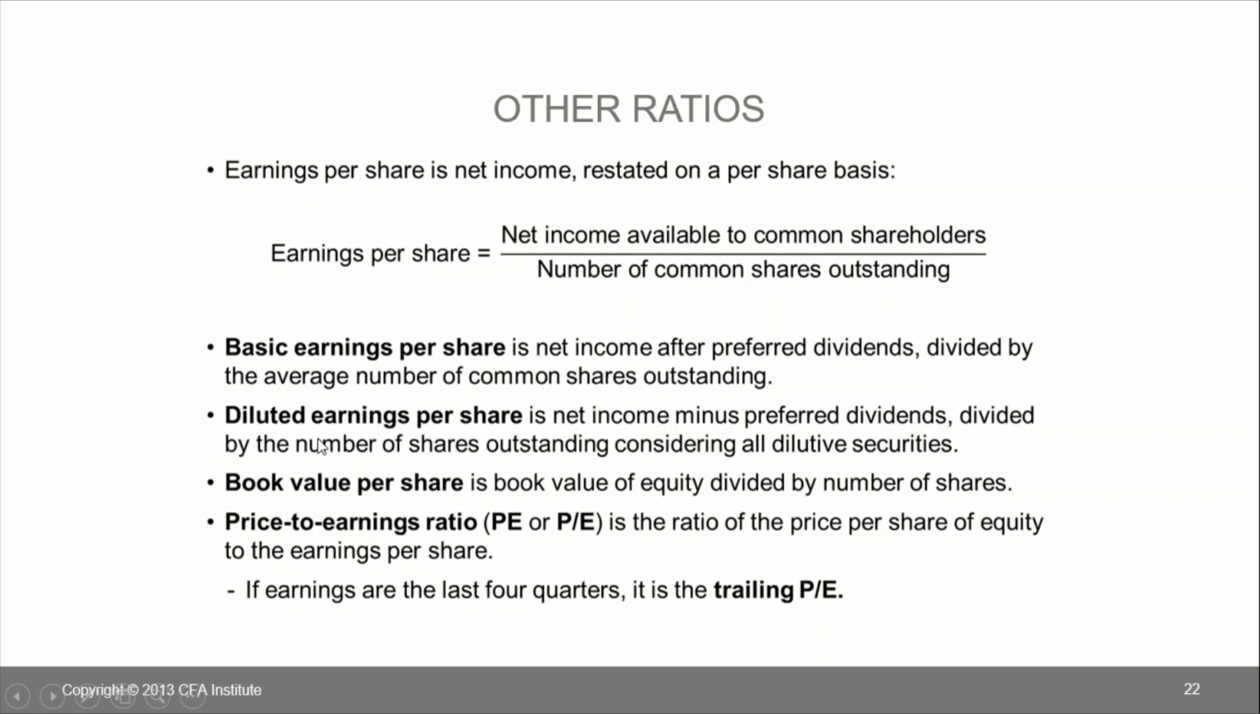There is no difference in the numerator, because the net income available to common shareholders is simply your net income minus your preferred dividends. Okay? So it's the same here: net income less your preferred dividends, divided by the number of shares outstanding, considering the only difference is that you are considering dilutive securities.